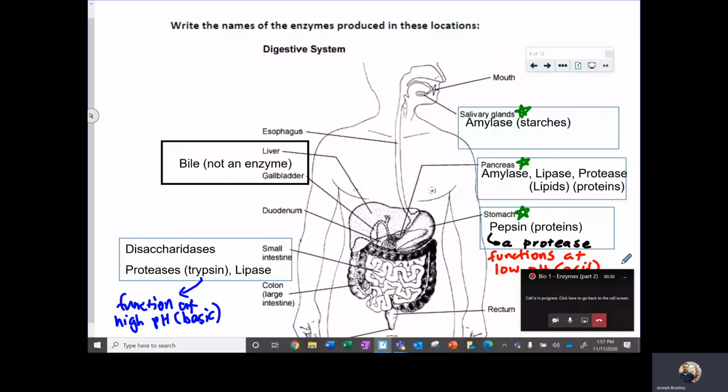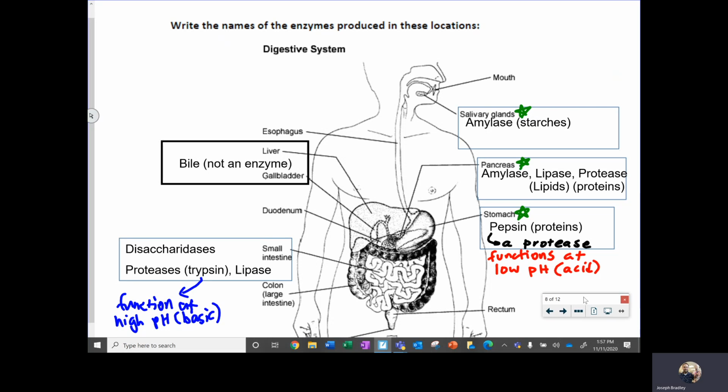Okay, so right now we're starting part 2 of our enzyme lessons. For part 2, the first thing I want to start with is a review of what we just talked about, which was the digestive enzymes. The 3 key digestive enzymes that you need to know are amylase, which breaks down starches, protease, which breaks down proteins, and lipase, which breaks down lipids or fats.